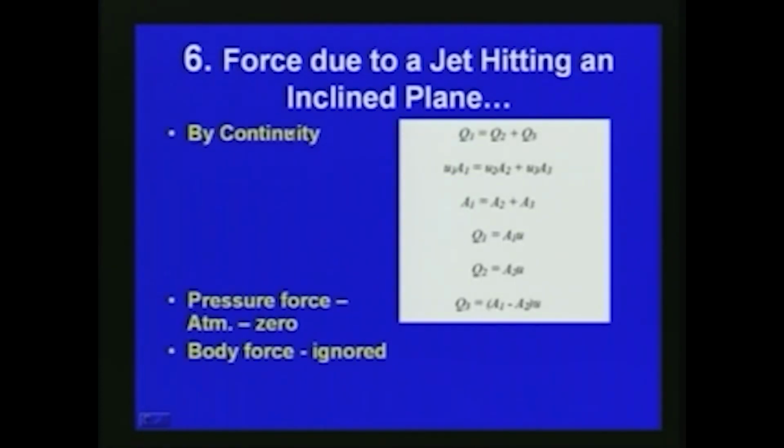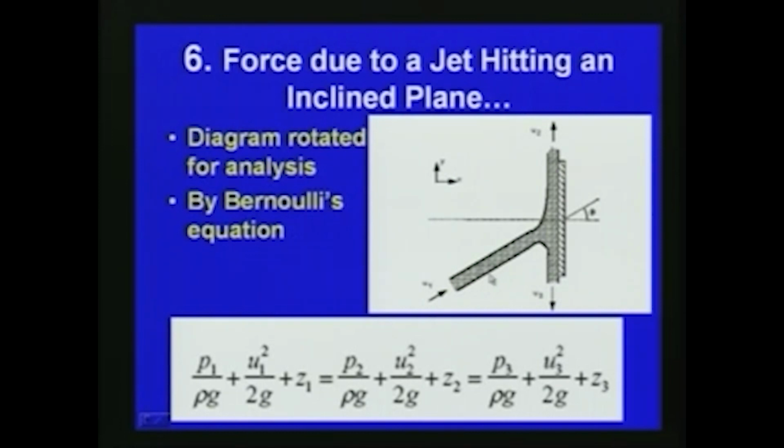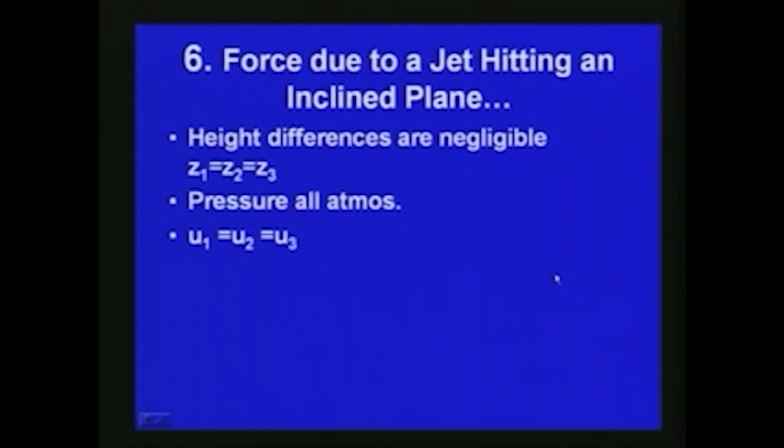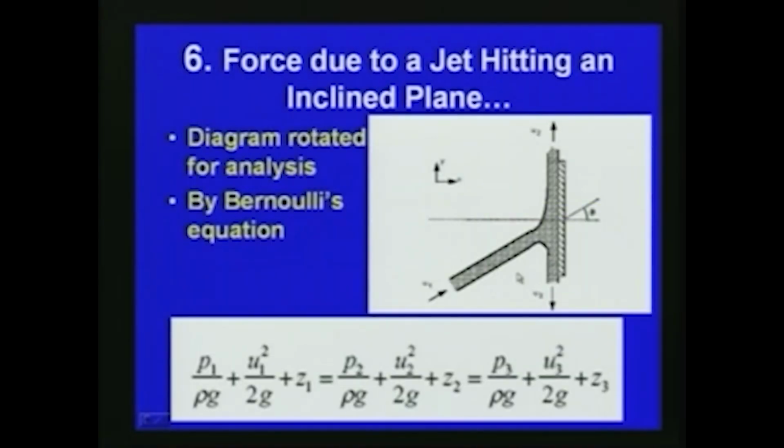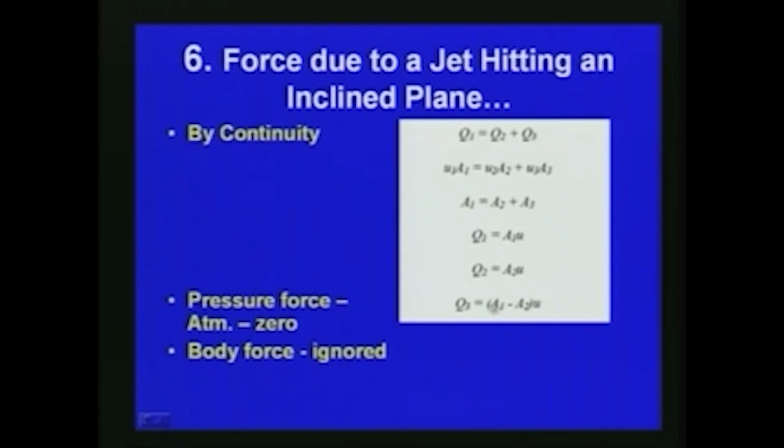Now, if we apply the continuity equation, the discharge hitting the plate should be equal to what is going up and what is going down. So Q1 is equal to Q2 plus Q3. For that we can write U1 A1 is equal to U2 A2 plus U3 A3, or A1 is equal to A2 plus A3. Finally, we can write Q1 is equal to A1 U, Q2 is equal to A2 U, and Q3, what is going down, will be equal to (A1 minus A2) into U. So, Q3 is equal to (A1 minus A2) into U.